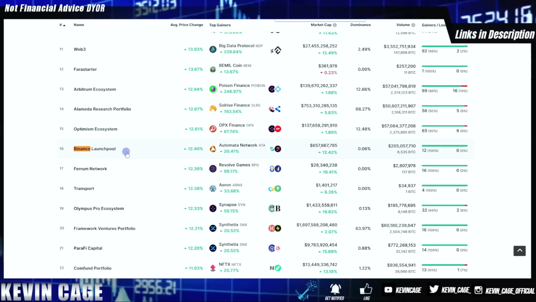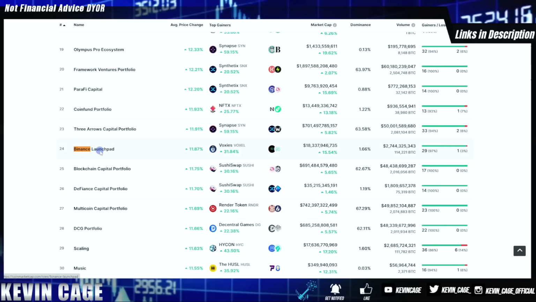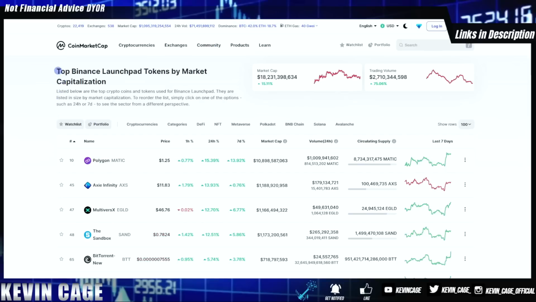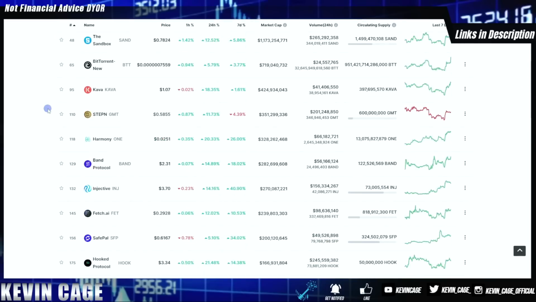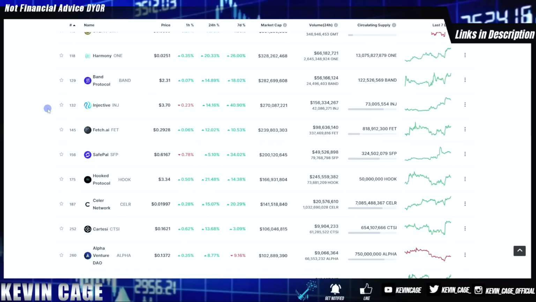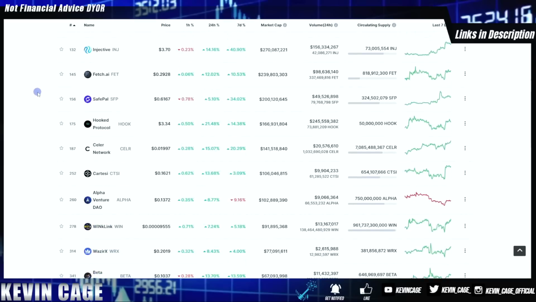So we can see the Binance Launch Pool. We can see the Launchpad right here. And then you can go through this list of the top Binance Launchpad tokens by market cap, or sort however you wish, and see if you can find any exciting up-and-coming projects or even well-established projects that are due to recover. Notice that Fetch was one of them, and that thing did over a 5x in the past couple months.